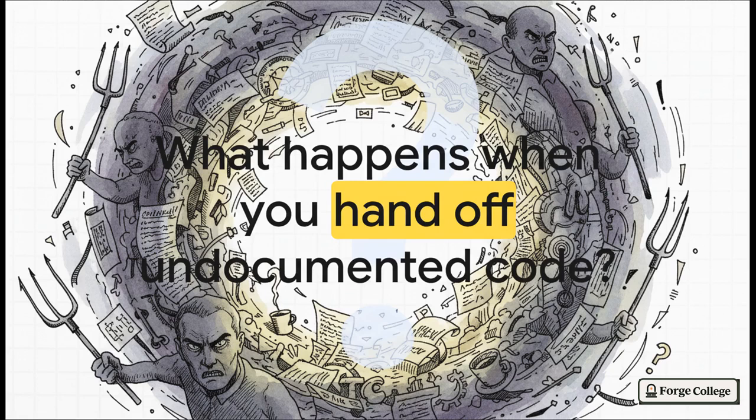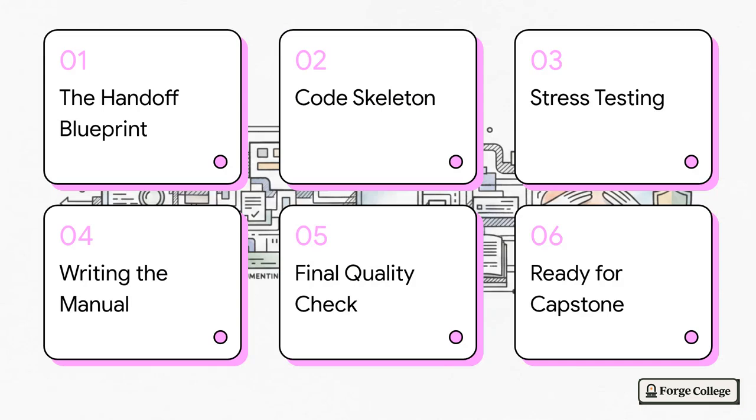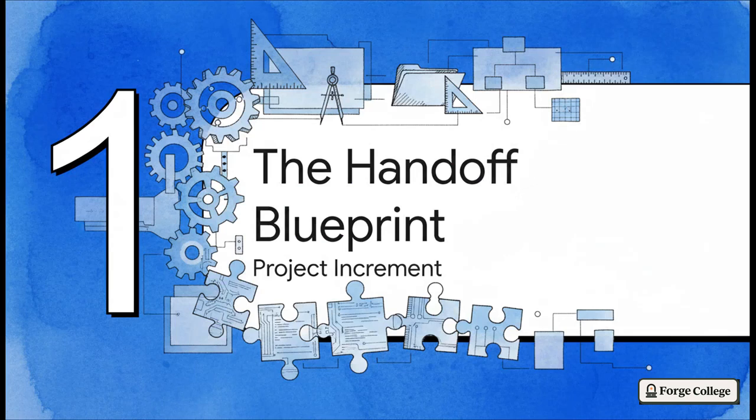To make sure the next team can actually pick up your work and run with it without a million ambiguous questions, we really need to get organized. And to do that, we have a super clear engineering blueprint for today. We'll start with the handoff blueprint, move into assembling the code skeleton, and then we'll hit stress testing the machine. From there, we'll talk about writing the manual, run through the final quality check, and finally ensure you are 100% ready for Capstone.